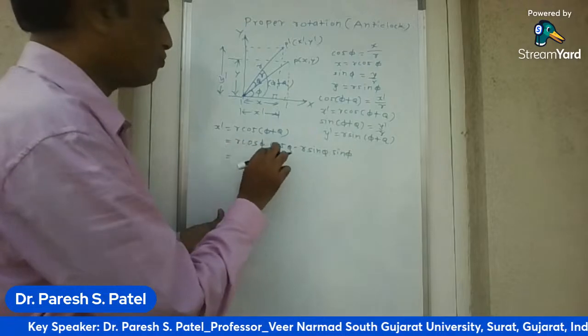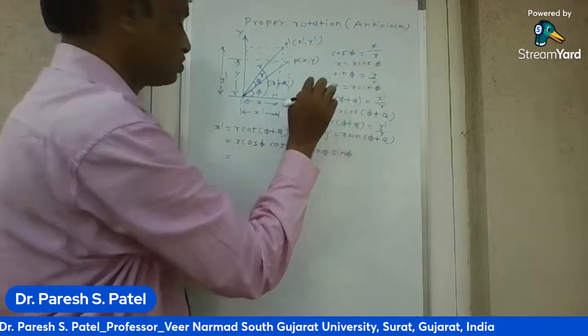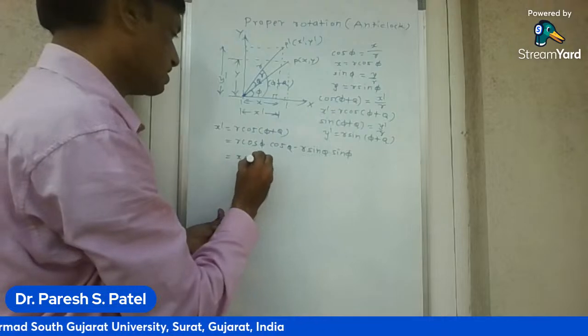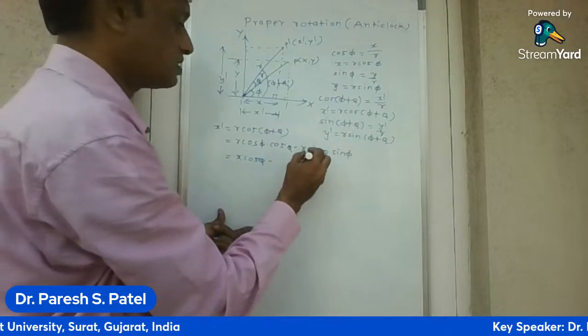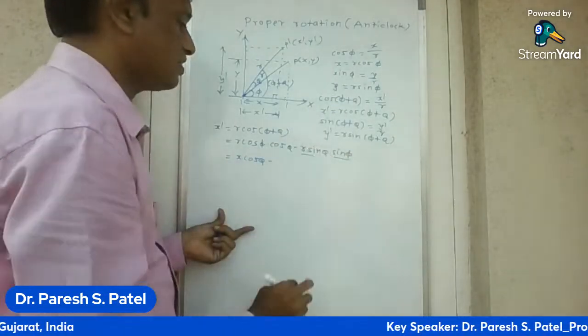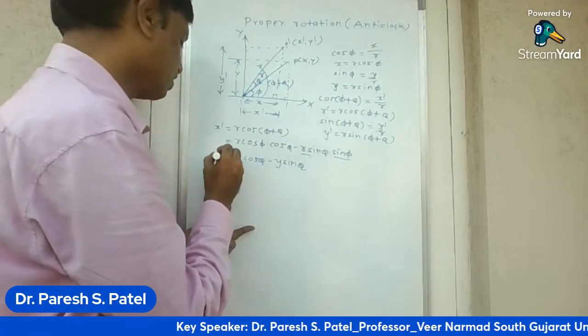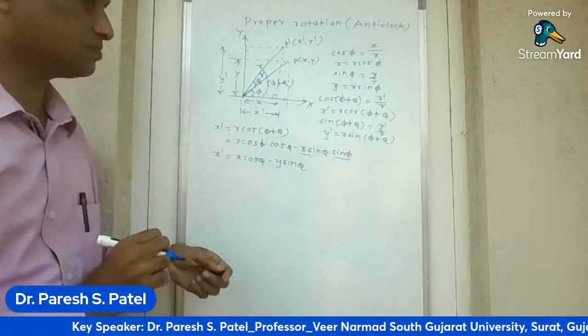We know that the value of r cos phi is equal to x. So it is x cos theta minus, the value of r sin phi being y, y sin theta. So this is the value for x dash.